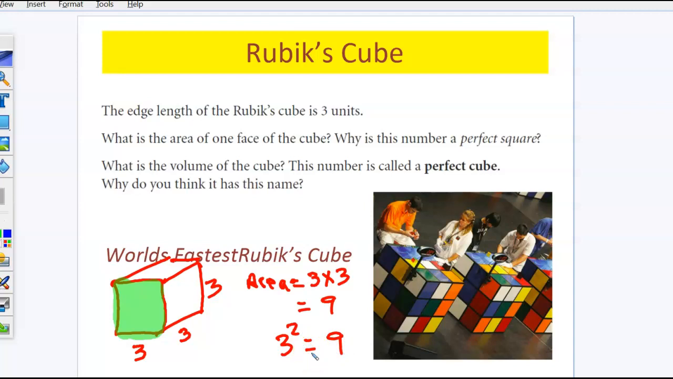Now, if we wanted to find the volume of this Rubik's Cube, we would have to go length times width times height, which would be 3 times 3 times 3, which would be 27. 27 is called a perfect cube. And why do we call 27 a perfect cube? Well, I'm sure you answered that 3 raised to the power of 3 is 27, so 3 cubed is 27. So therefore 27 is a perfect cube.